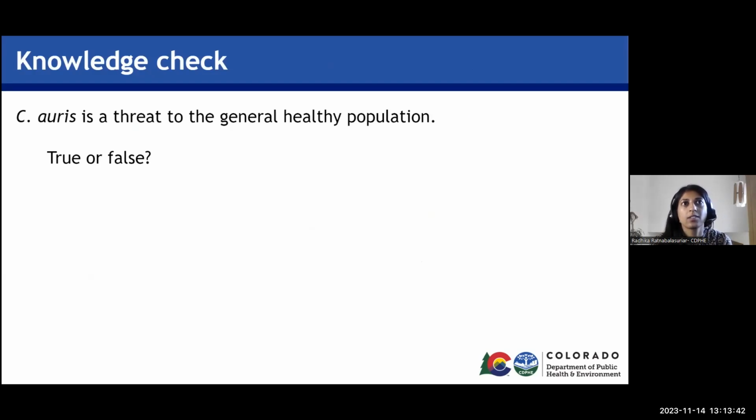So a knowledge check here is C. auris a threat to the general healthy population? And the answer here is false. It's not a threat to the general healthy population. Again, when you think about C. auris, really think about those patients who have comorbidities or some of those risk factors that we talked about specifically. They're ventilator dependent, they received healthcare abroad in the last year, or maybe they're specifically coming from a facility that had reported C. auris cases. Next slide, please.